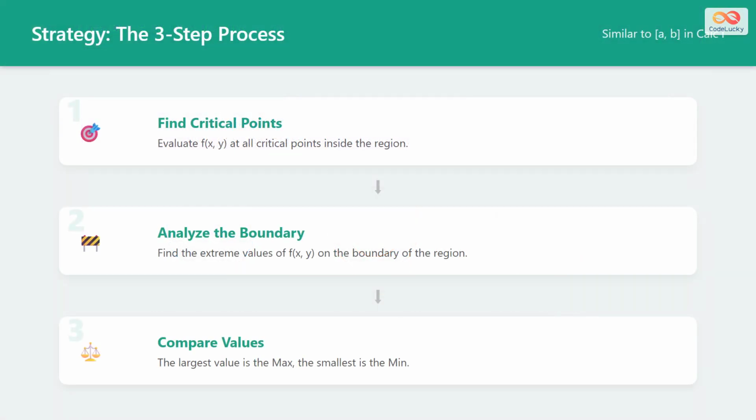Our strategy mirrors what you learned in single-variable calculus for intervals. We have a three-step process. First, we check the inside of the region for critical points. Second, we analyze the boundary edges. And third, we simply compare the values we found to see which is the winner.